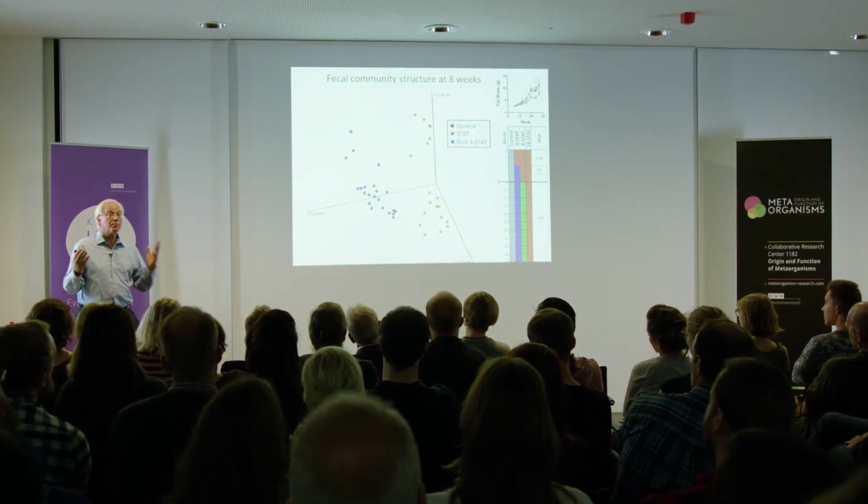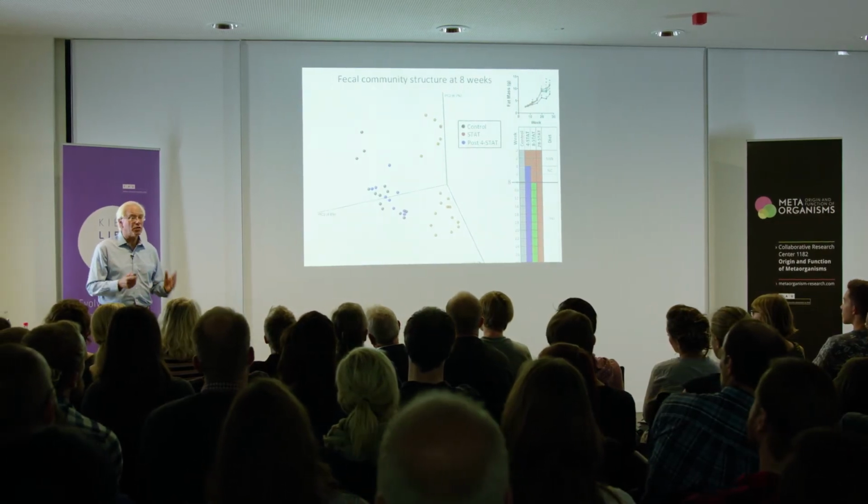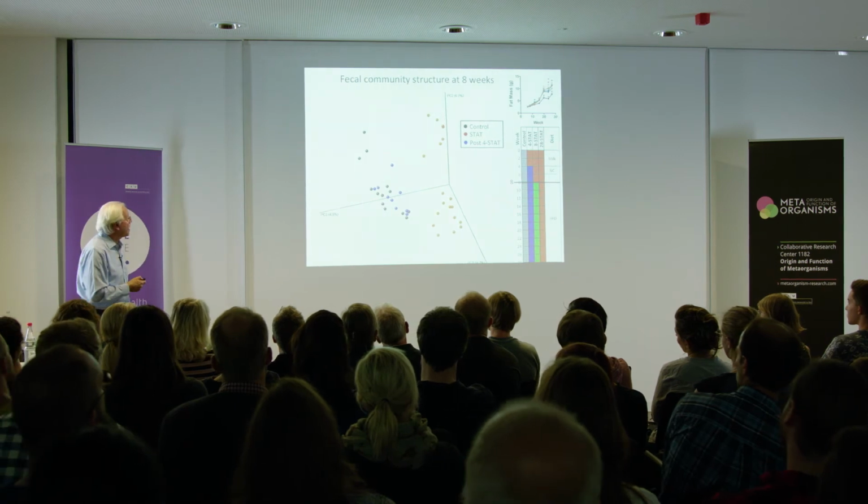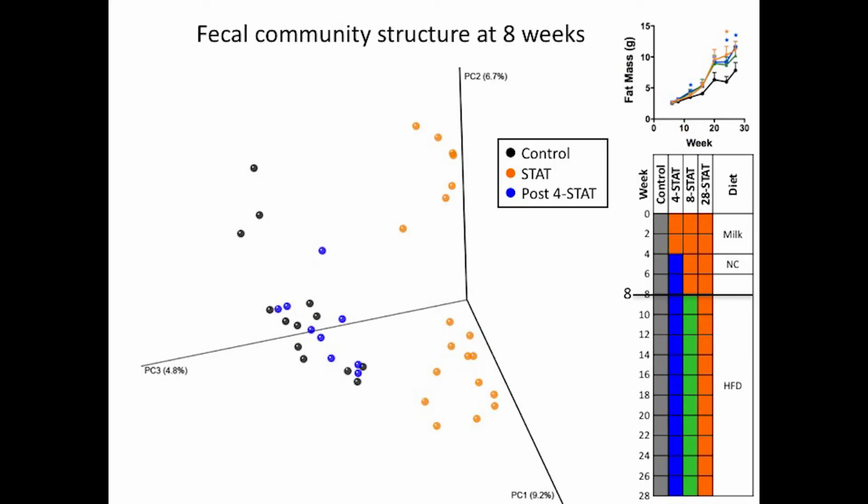Now we're going to go to 8 weeks. And this possibly is the most important slide of all the slides I'm going to show today. At 8 weeks, we have 3 groups of mice. Control mice, no antibiotics. 2 groups of mice that continued their antibiotics, but 1 group of mice that received antibiotics for only 4 weeks and then stopped. And we're looking at 8 weeks.